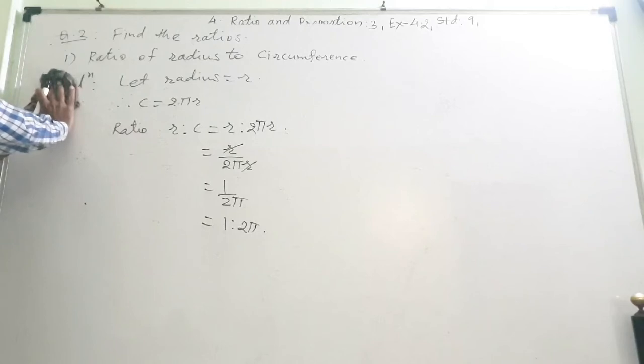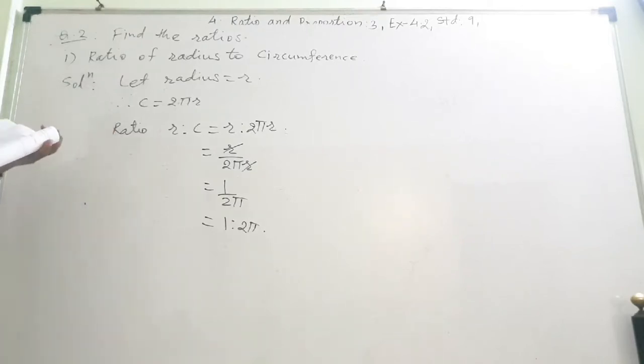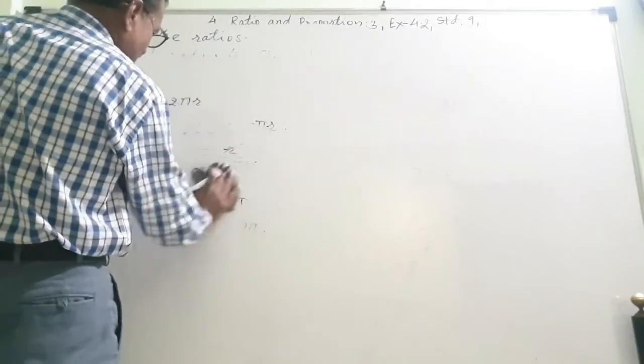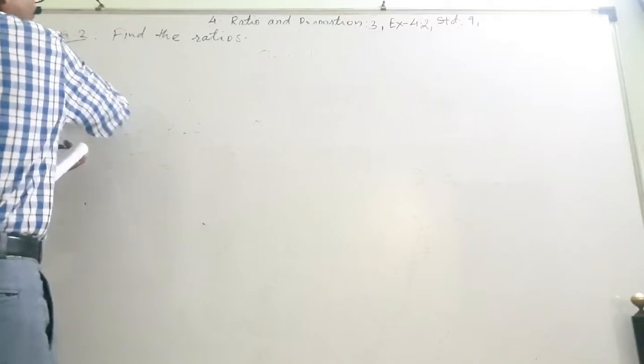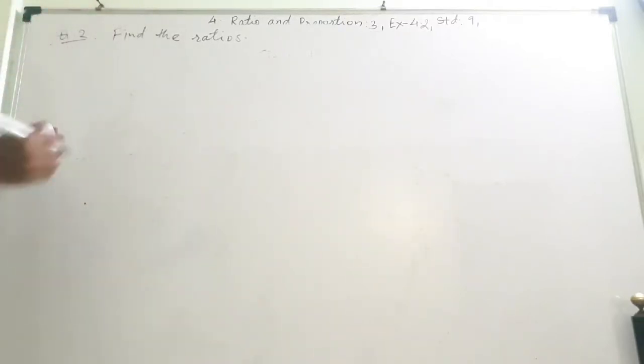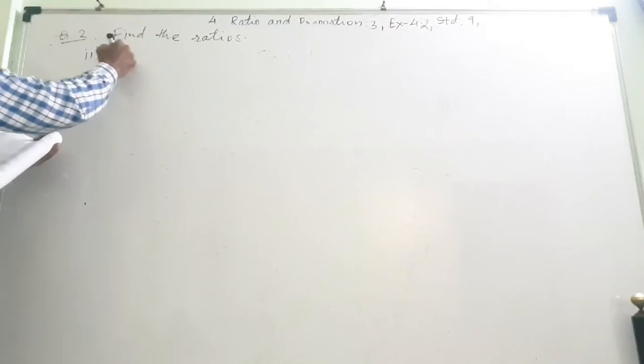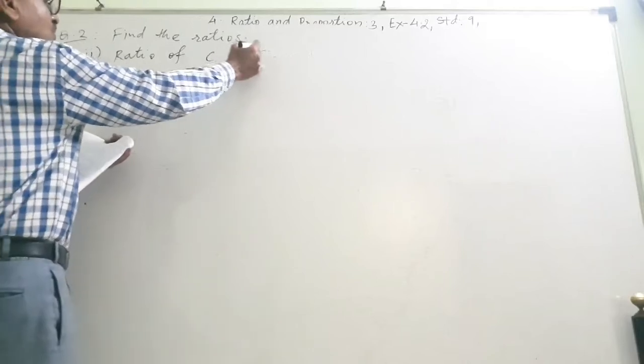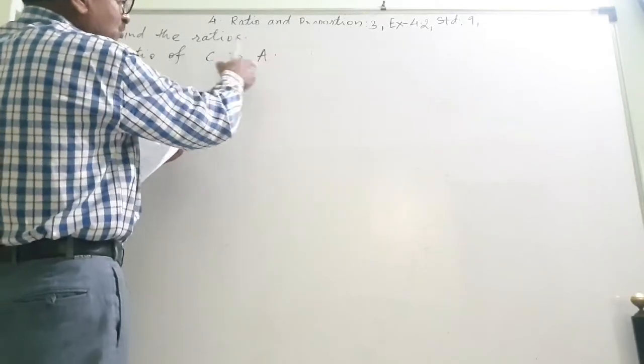The ratio of the circumference of a circle with radius r to the area. This statement itself is not correct. Ratio of circumference to radius, that should be the statement. The second statement is confusing. That statement should be ratio of circumference to area. Circumference to area.